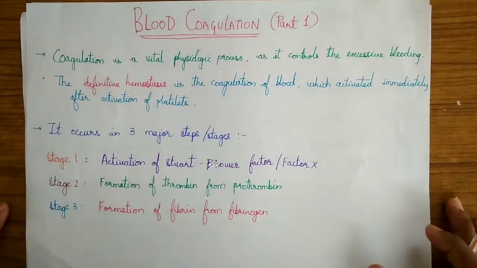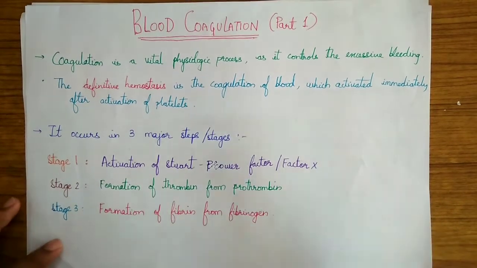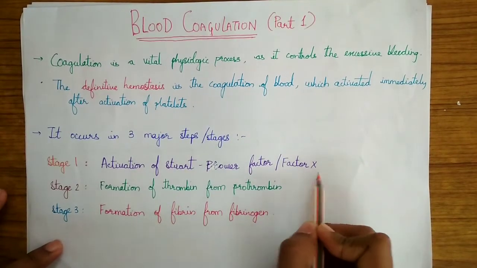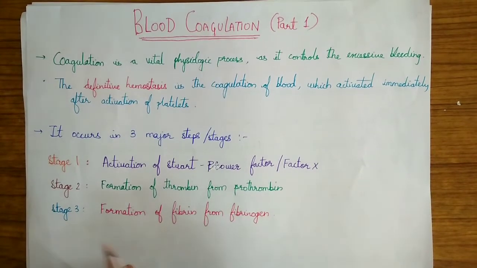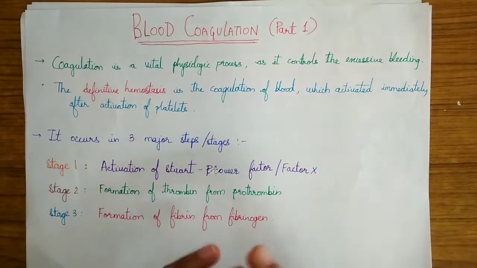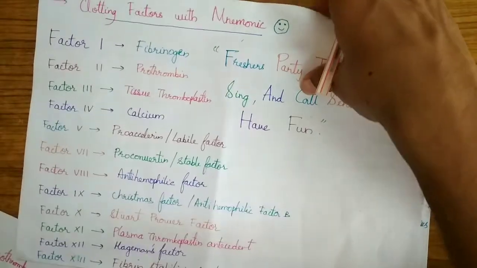The blood coagulation process occurs in 3 major steps or stages. Stage 1 is activation of Stuart-Prower factor or factor 10. Stage 2 is formation of thrombin from prothrombin. And stage 3 is formation of fibrin from fibrinogen. Before talking about the stages, let's try to remember the clotting factors with some mnemonics.